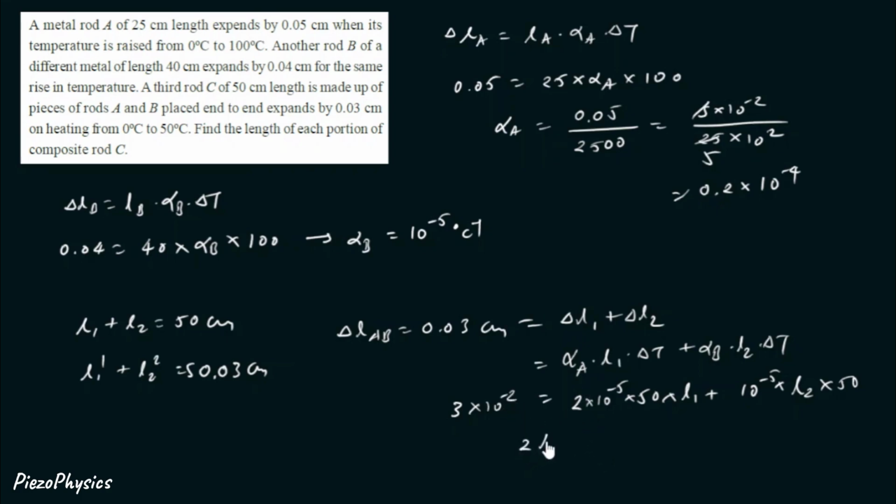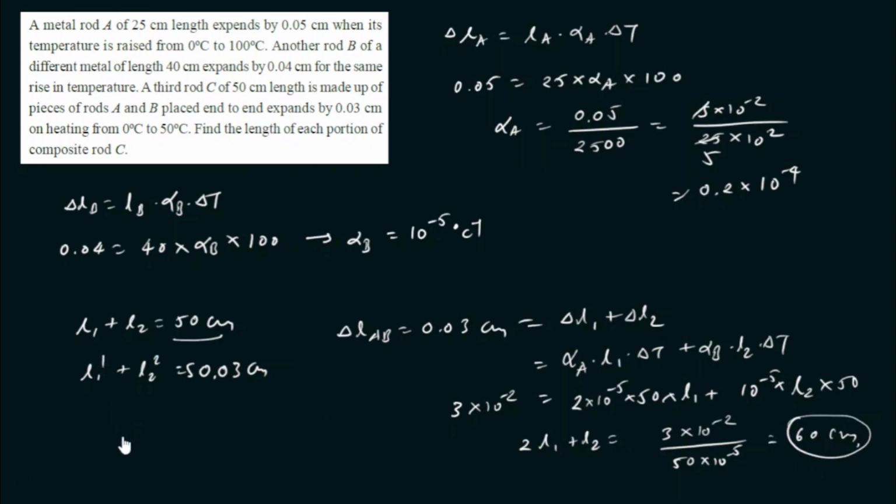So after solving it, 2L1 plus L2 will be equal to 3 into 10 power minus 2 divided by 50 into 10 power minus 5. So it will be 60 centimeter, right? So L1 plus L2 we do have 50 centimeter, and 2L1 plus L2 we do have 60 centimeter, right? By multiplying it with minus 1, L1 minus L2 equals minus 50 centimeter... so it will be L1 equals 10 centimeter and L2 will be equal to 40 centimeter.